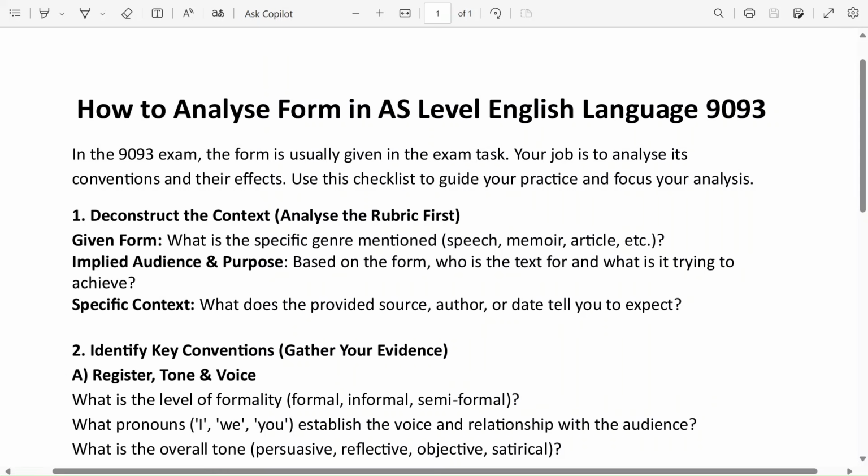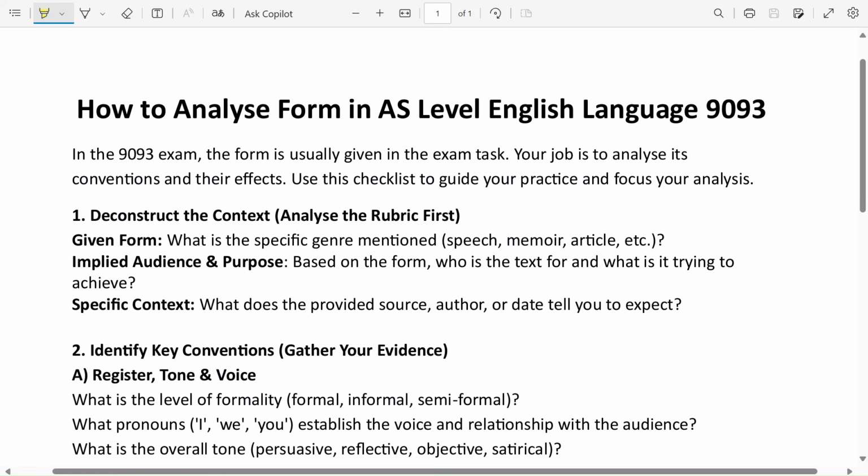But your job isn't just to identify the form. You need to analyze how the writer uses the specific conventions of that form to communicate their message effectively. To help you with just that, I've put together a comprehensive handout and we're going to walk through it step by step. As always, you can find the link to the handout in the description below.